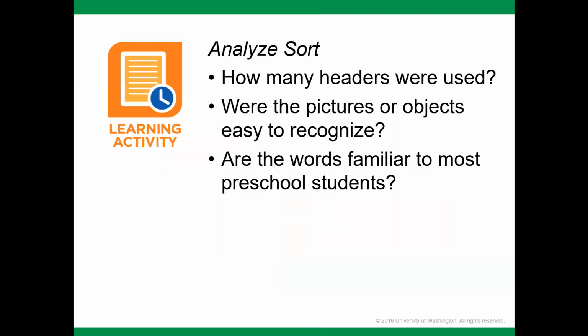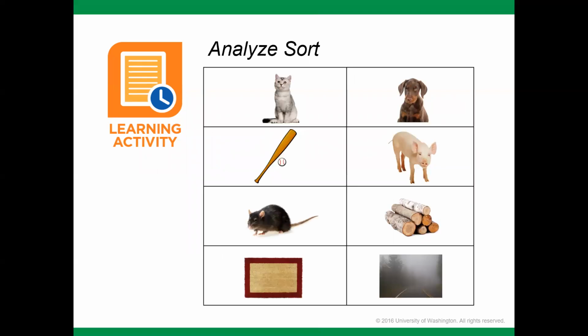Now we're going to go to an activity. In this activity, I'm going to show you a picture of it below, and you're going to write down how many headers were used. Were the pictures or objects easy to recognize for the children? Are the words familiar to most preschool students? These are the 3 things I want you to think about. How many headers were used? Were the pictures and objects easy for children to recognize? And are the words familiar to the children? Let's look at the example. I'm going to give you a second to write down your answers.